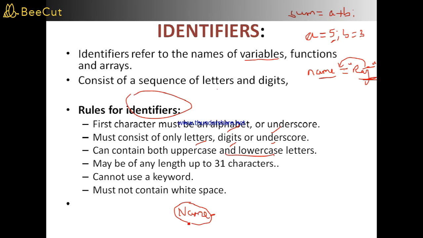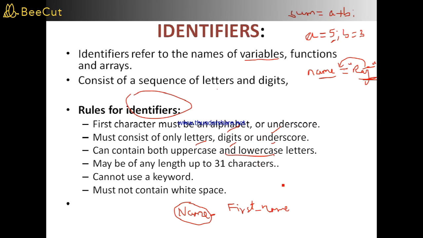Okay, so it is a combination of only the characters, that means alphabet only. Both uppercase and lowercase letters are okay. So now I can use one more, first underscore name. So this is also fine. First underscore can be used. So this is the underscore.